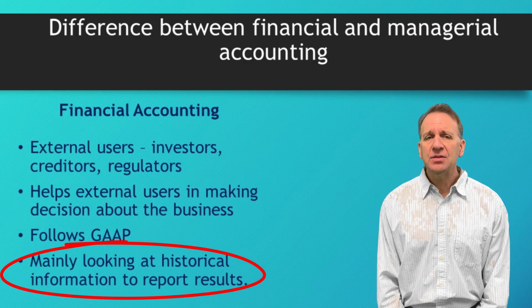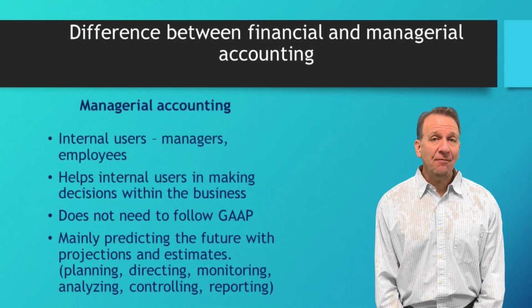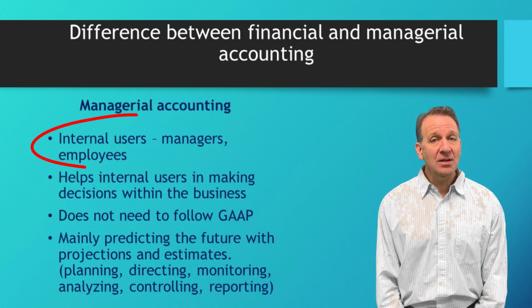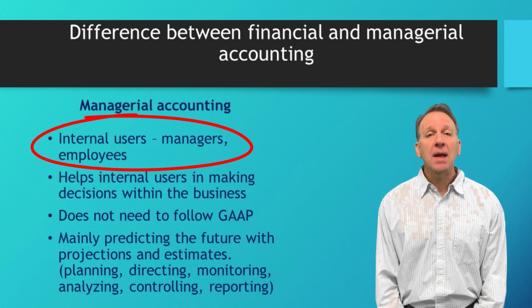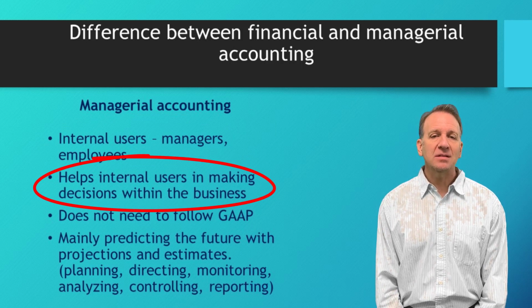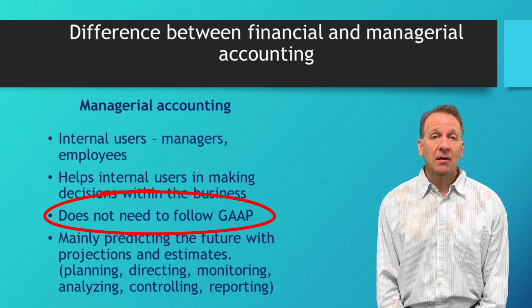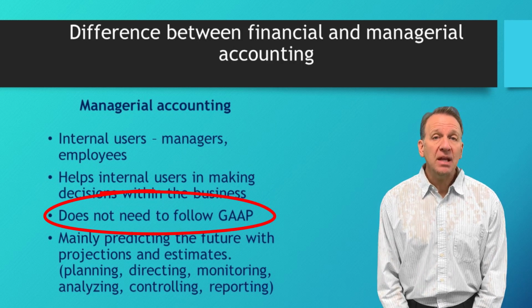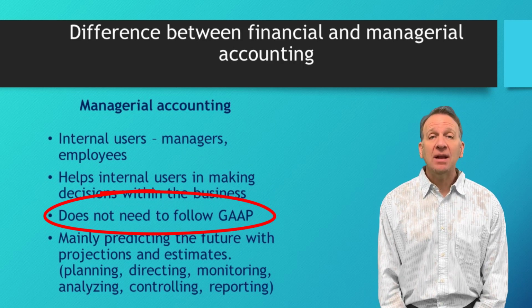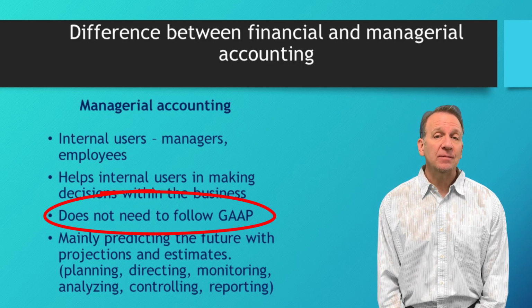Now let's compare this to managerial accounting. Managerial accounting is not for external users, it's for internal users. It helps management to make decisions, all right? It's giving them information to make decisions. This information does not need to follow GAAP. Because it's being used internal to the company, we don't have to follow the rules of GAAP because we're not presenting this information to outsiders.